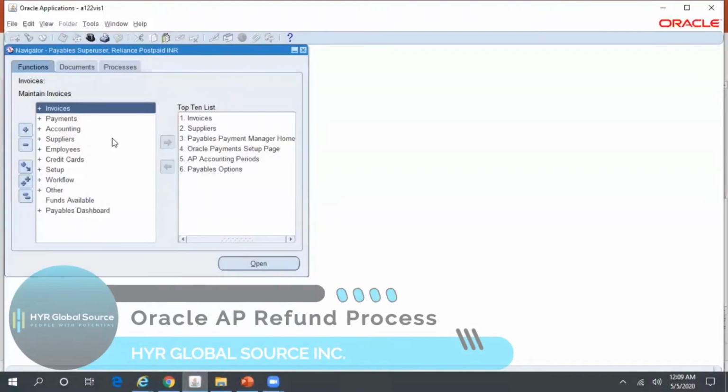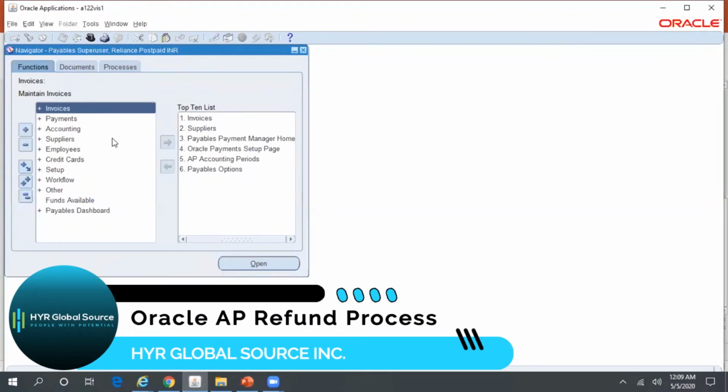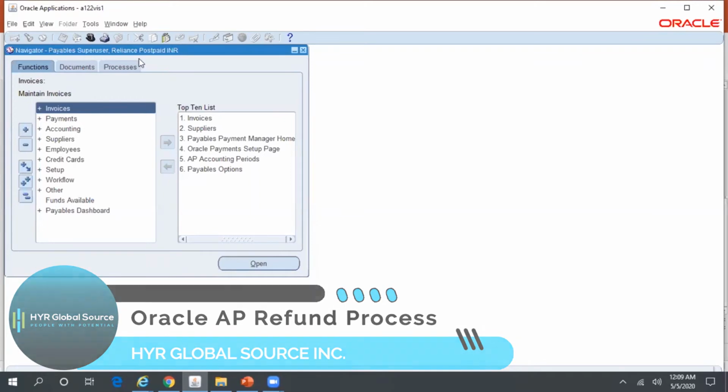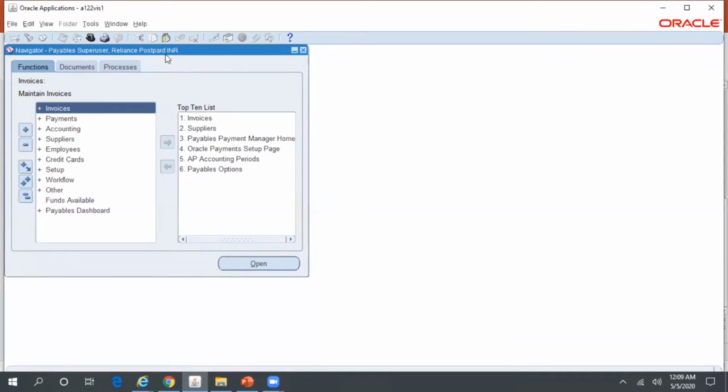So what I will do is log into the payables responsibility. In this case, I have logged into Payables Supervisor Reliance Postpaid INR. Reliance Postpaid INR is my operating unit name, and INR is my ledger. Let me pick one particular vendor and try to create a credit memo. Against that credit memo, I'll create a refund, and then I'll get into the accounting entries.